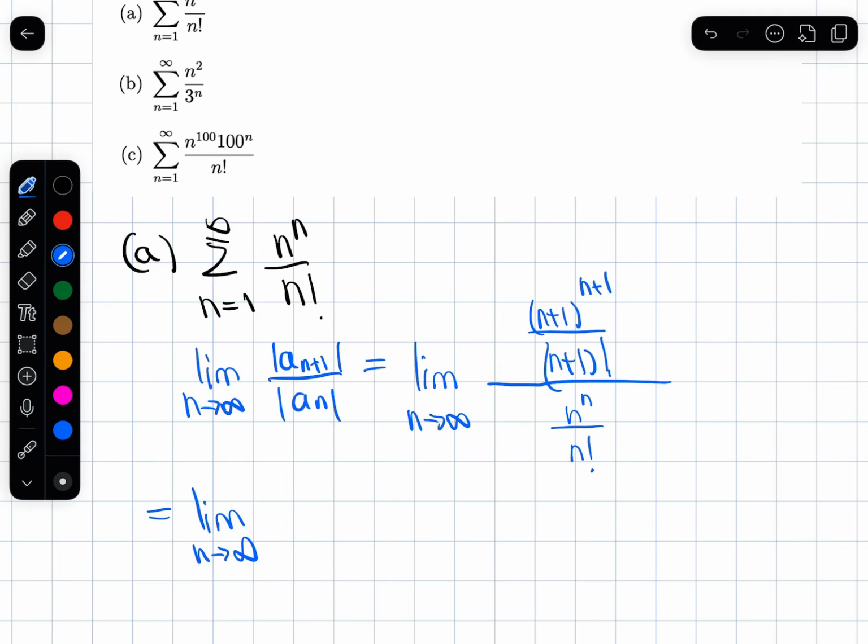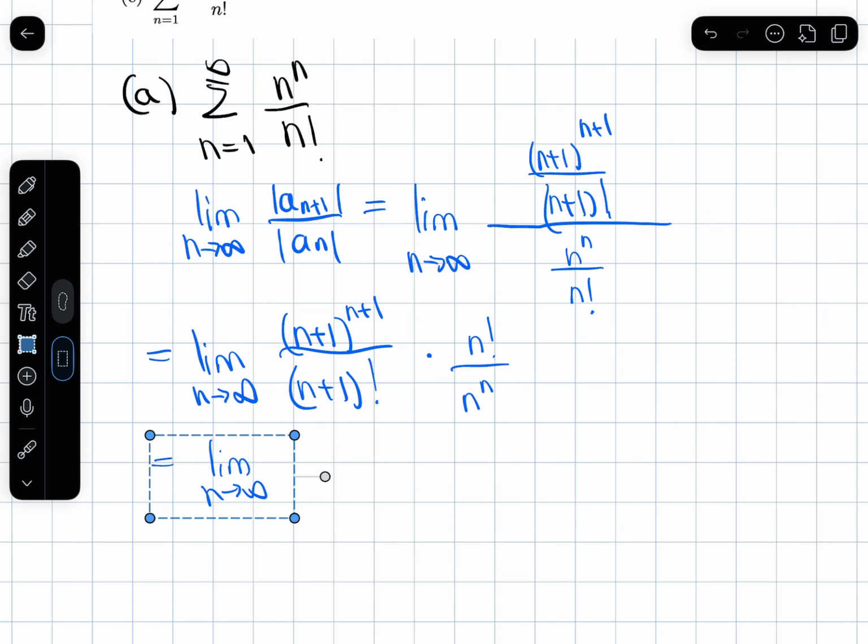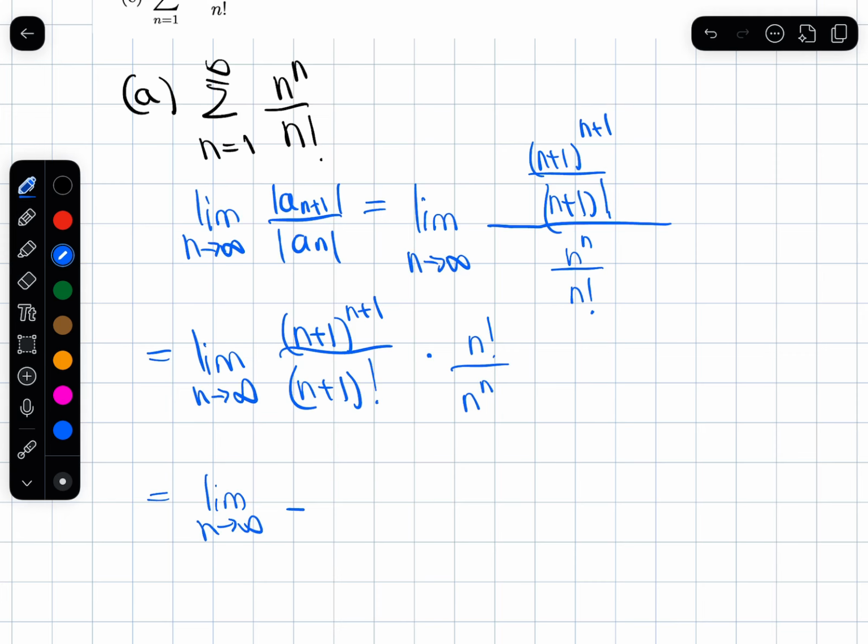As n goes to infinity, repeat the first fraction divided by (n+1) factorial, and then flip the second fraction upside down. The reason why the ratio test is helpful with factorials is that things cancel out very nicely. So if you remember that (n+1) factorial, more precisely, is n+1, and then times n, and then times n-1, and so on.